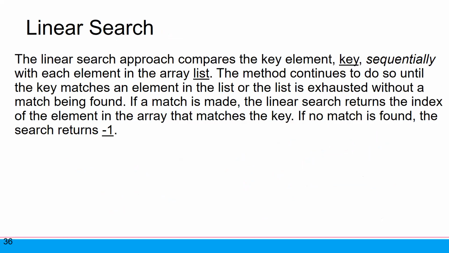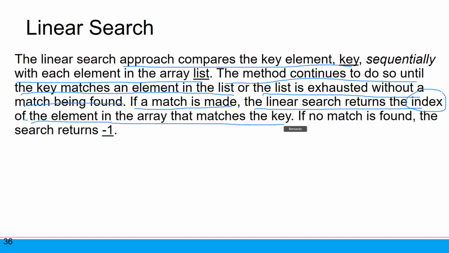Linear search is an approach that compares the key element sequentially with each element in the array list. This method continues until the key matches an element in the list, or the list is exhausted without a match being found. If a match is made, then the linear search returns the index. Okay, so here's the key. We will return the index of the element in the array that matches the key. If no match is found, then it will return -1.